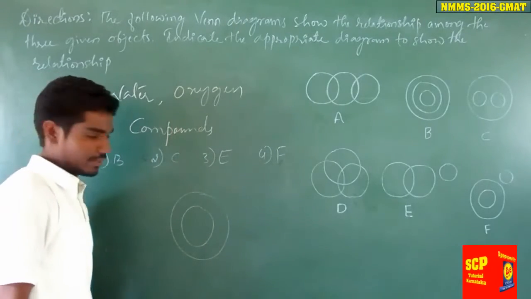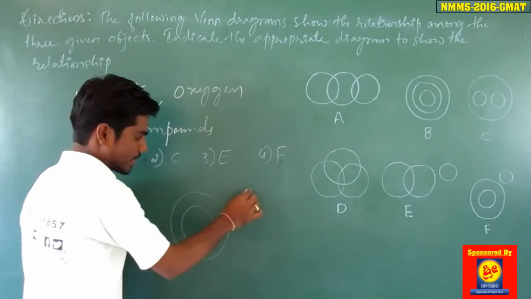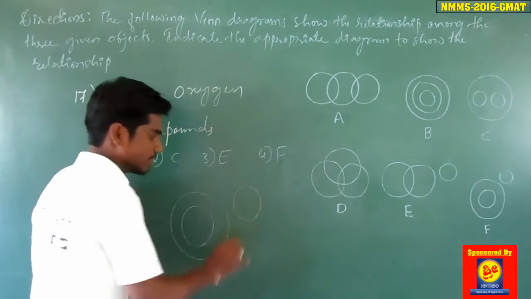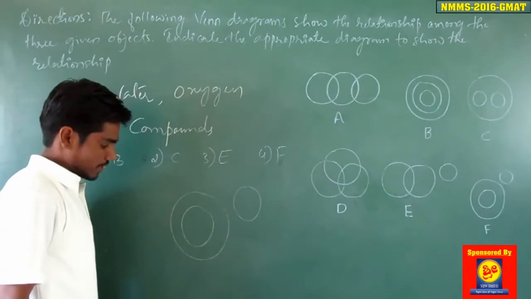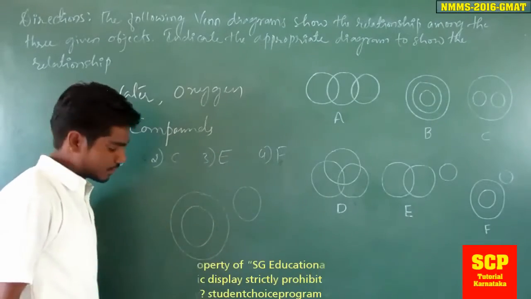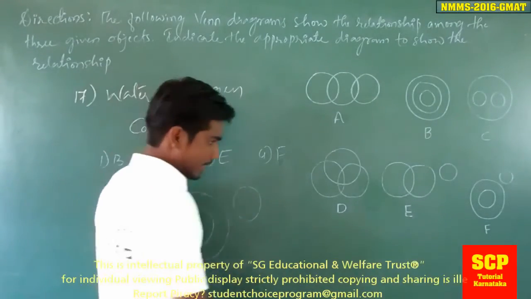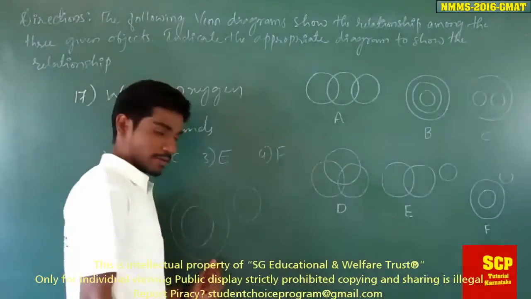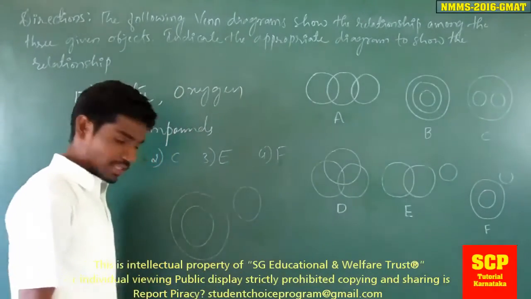Now oxygen is an element that can be represented by a separate circle. Now let us match our result, or let us match our diagram with the given Venn diagrams. The given Venn diagram F matches with our diagram. So now let us check the given options.